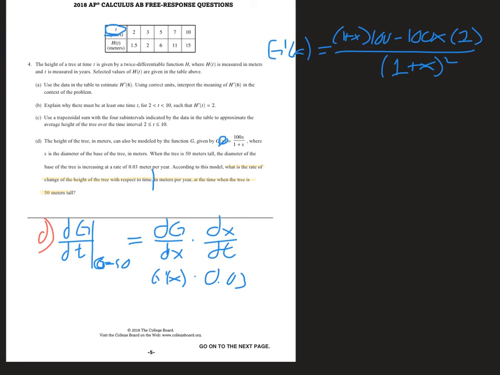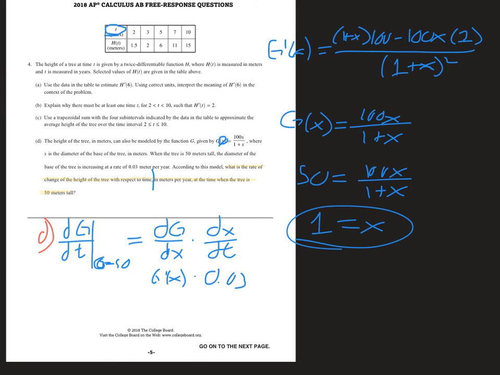Then I just need to plug in x, but what am I going to plug in for x? We want this derivative when the tree is 50 meters tall, but 50 is g, and I need to plug in x, the diameter. But we have this function, g of x equals 100x over 1 plus x, and g of x is the height, which we're given as 50. So I set g of x equal to 50 and solve for x, and you get 1 for x.